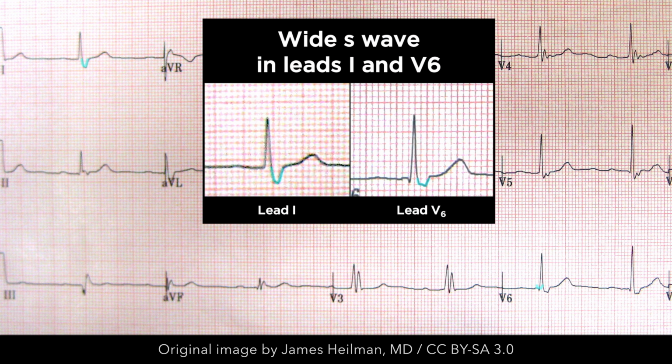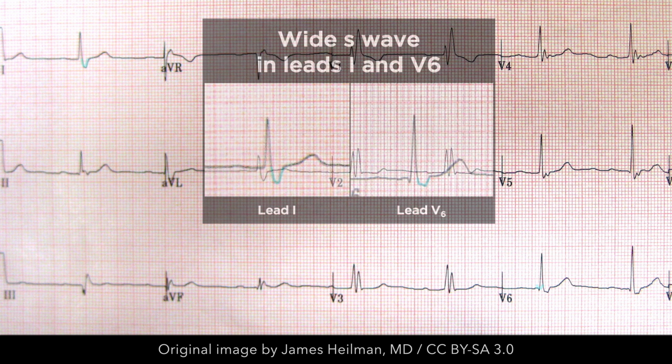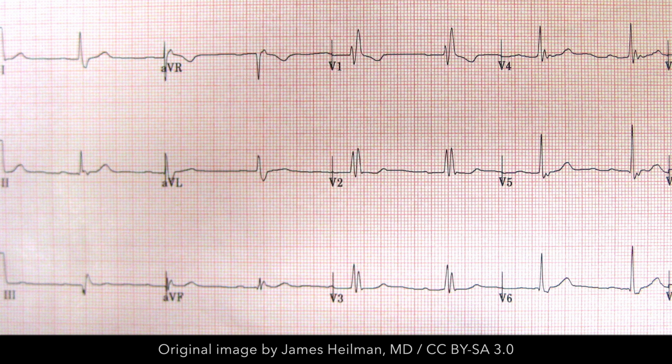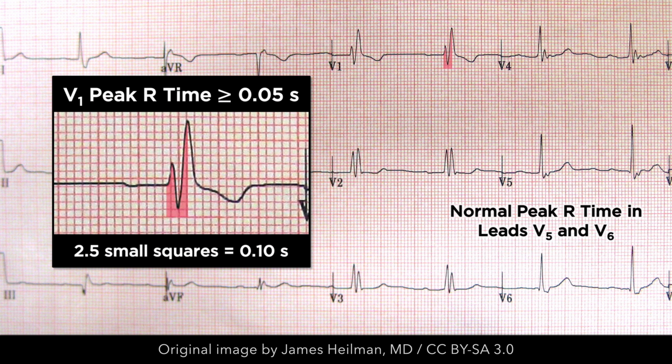The QRS complexes in left-sided leads have a broad or slurred S wave, which is greater in duration than the preceding R wave. The peak R time in lead V1 is greater than 50 milliseconds, but normal in leads V5 and V6.